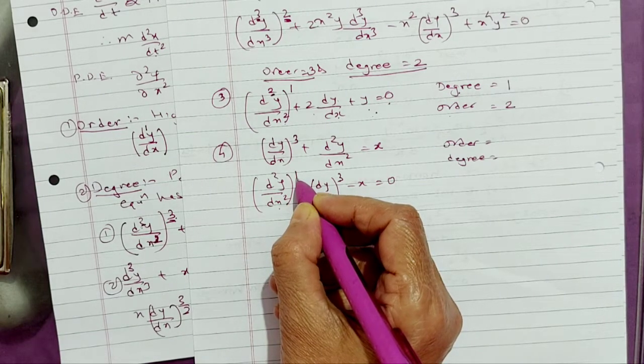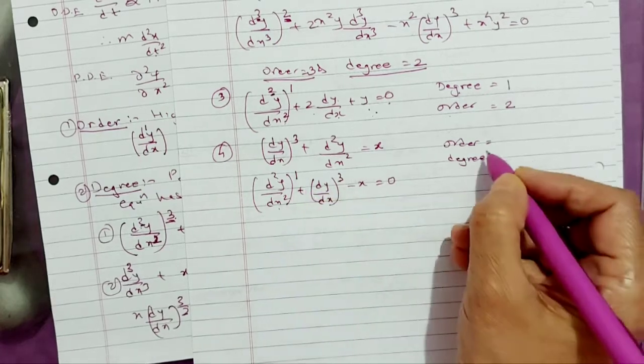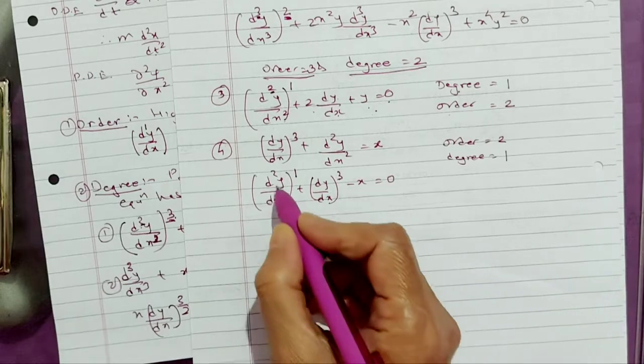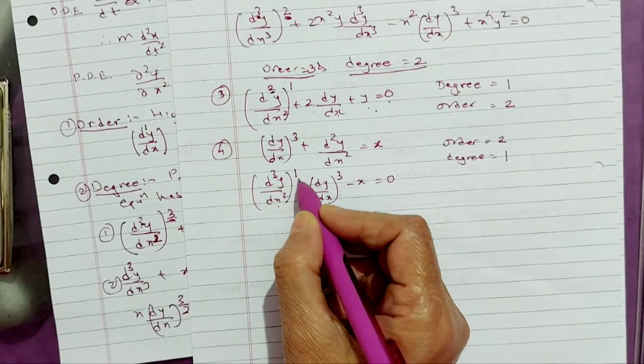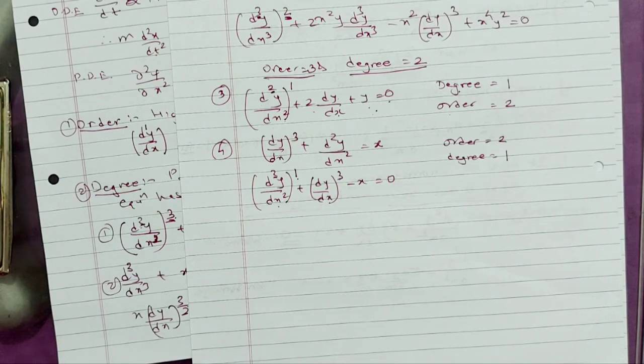So we can say very confidently that the degree is 1 and the order is 2. The order is 2 because this is d²y, and the degree is 1. This is the way we will be solving problems over here.